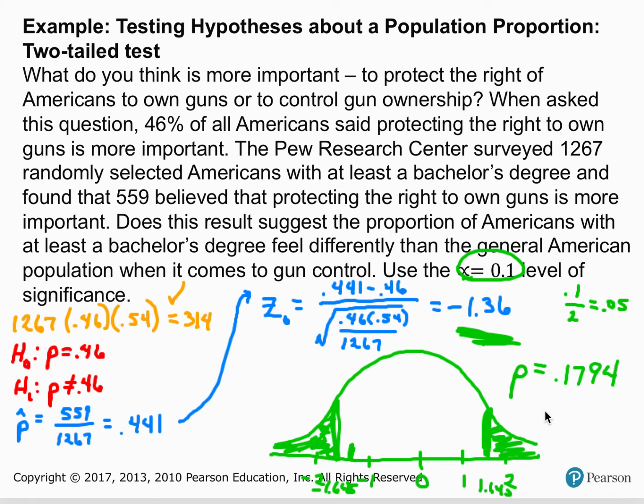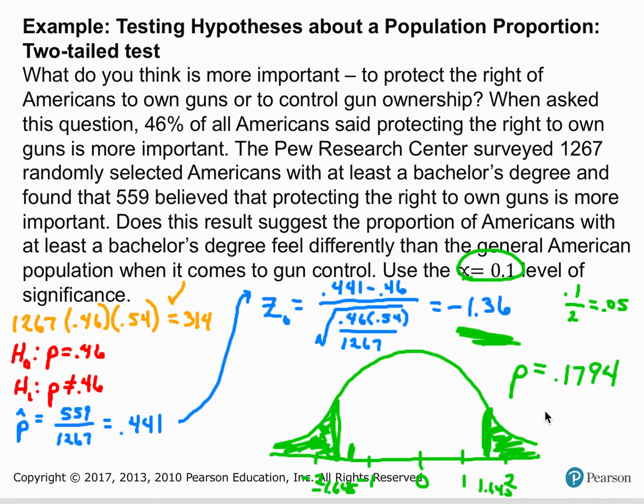Okay, now be careful. Remember, all we say is we do not have enough evidence to reject the statement of the null hypothesis. This does not imply that we are accepting the statement in the null hypothesis, right? We're not saying that the proportion does equal 0.46. We're just saying we don't have enough evidence to say it's not.